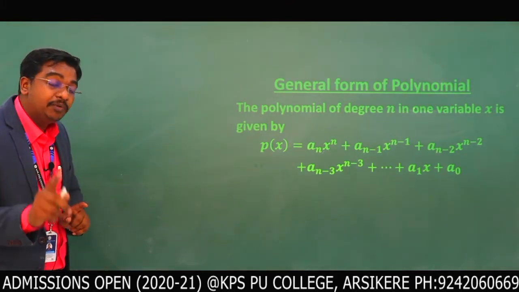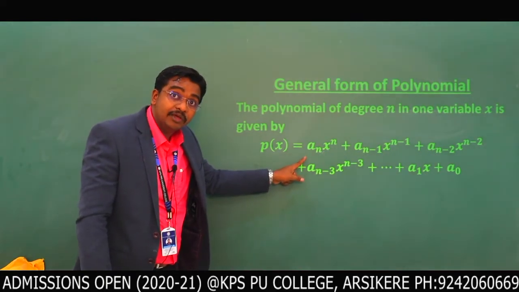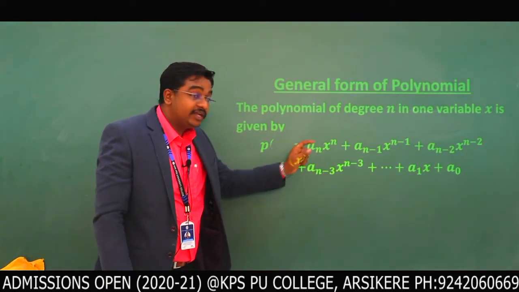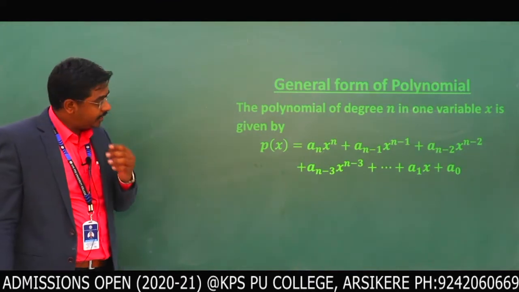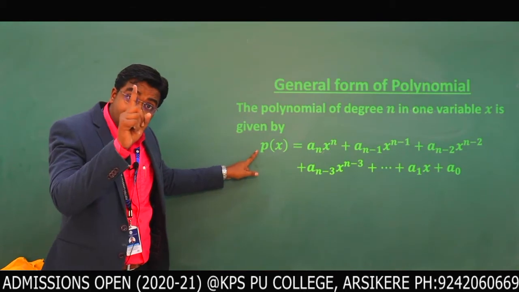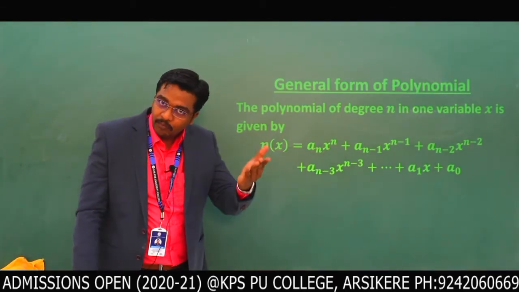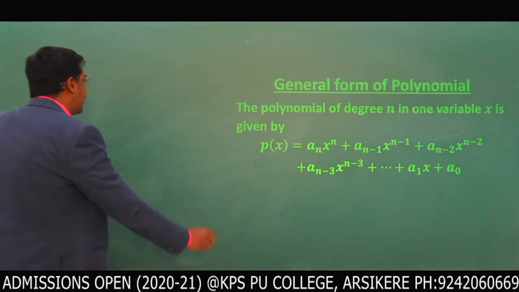What is the degree here? n, because the highest degree term is x power n. So here the degree is n. So this is the polynomial of degree n. Suppose n is equal to 0, what do we call this? It is a polynomial of degree 0. I'll give an example here.